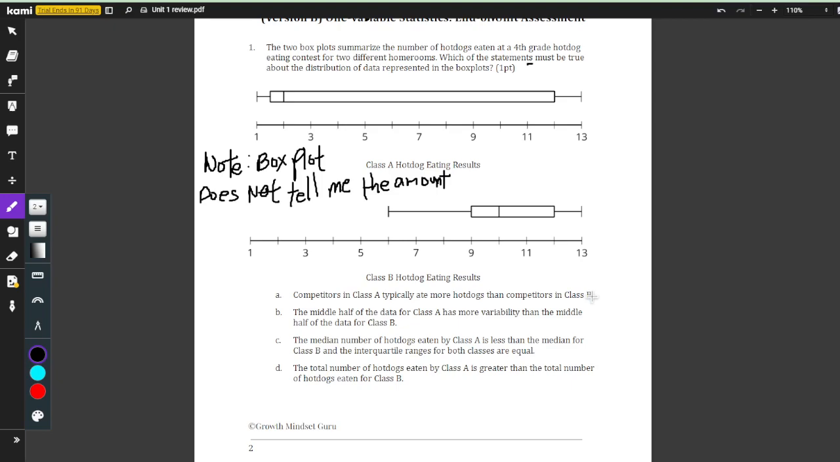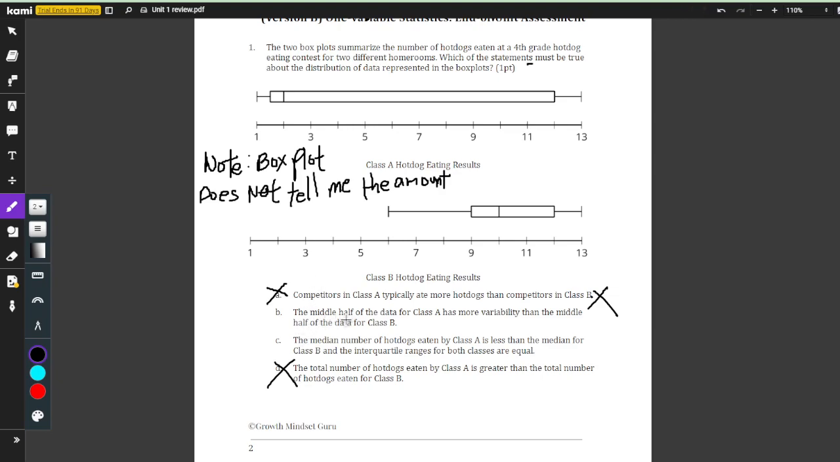We can't tell who is going to have more hot dogs or not. Which means that also, down here on D, the total number of hot dogs eaten in the class are greater total. So that means we know that A and D are incorrect. So A and D is wrong. Alrighty, so we have a 50-50 chance of getting these right, these two right here.